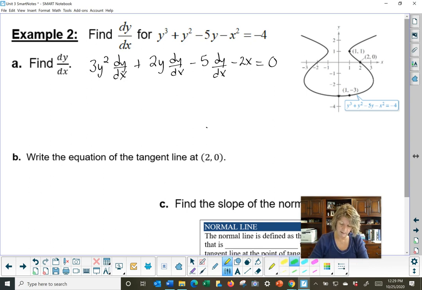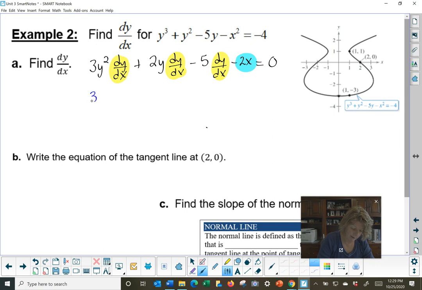When I'm examining our first step, I have dy/dx, dy/dx, and dy/dx. I have 3 terms with dy/dx, and then I have this little guy that does not. So I'm going to use that step 2 to move the 2x over to the other side. And then step 3 says factor out a dy/dx, and then we'll solve for dy/dx. So it's just really algebraic steps from here on out.